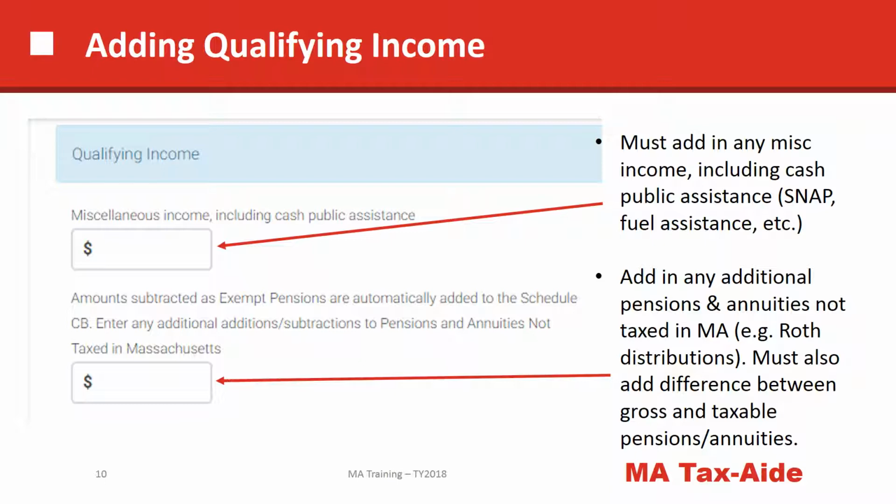But if they have something like a Roth IRA distribution that hasn't been taxed by Massachusetts, we're going to have to add that here. We also have to add the difference between the gross and taxable amounts for any pensions or annuities that they're receiving. So say, for example, the taxpayer were receiving a $20,000 pension, but the taxable income from it is $18,000. We would want to include $2,000 here as additional income. Now, Massachusetts is not going to tax the taxpayer on it, but it does go into the calculation for total income.